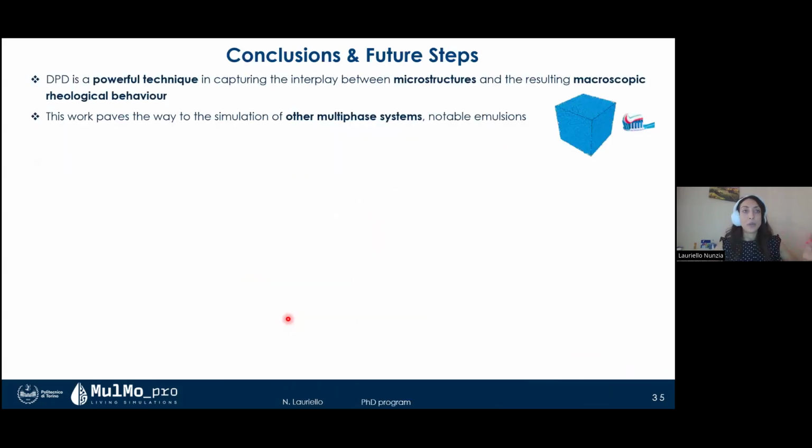To conclude, we can say that DPD is in general a powerful technique in capturing the interplay between microstructures and resulting macroscopic rheological behavior. And this work paves the way to the simulation of other multi-phase systems, such as emulsions.